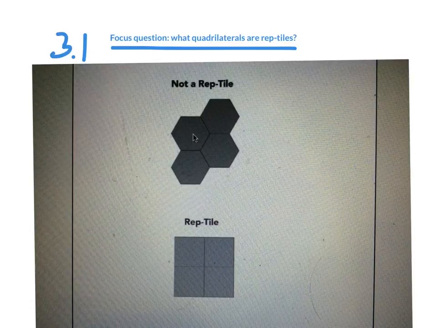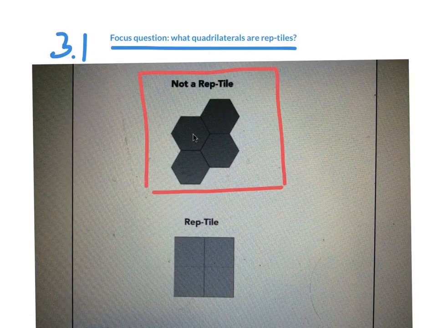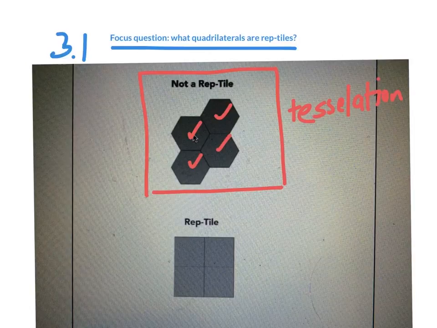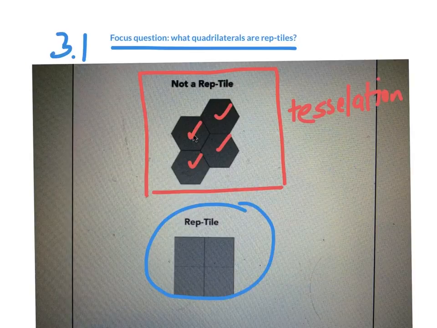Yesterday we learned that a hexagon is not a reptile, and basically we know that it is a tessellation because it is a hexagon repeated into a pattern. But in order for it to be a reptile, it would have to look like this shape below, where the original is copied several times in order to make a similar figure to the original.